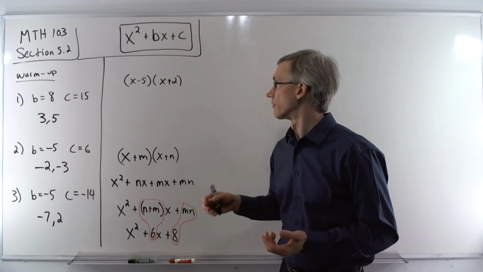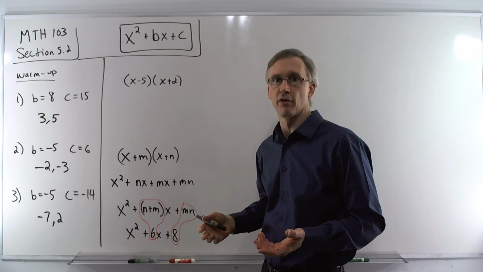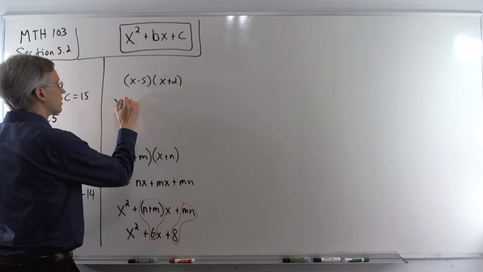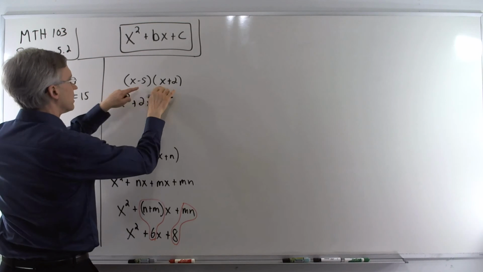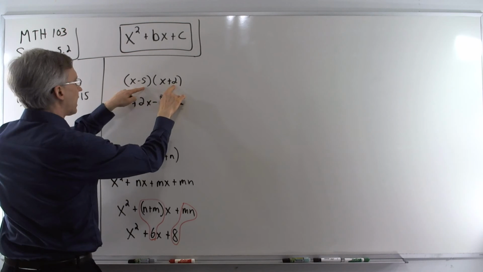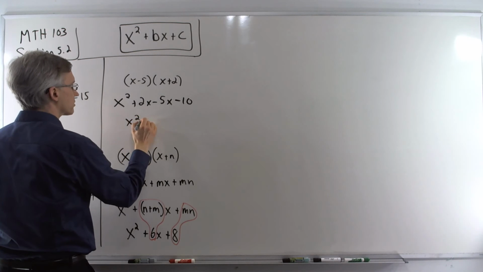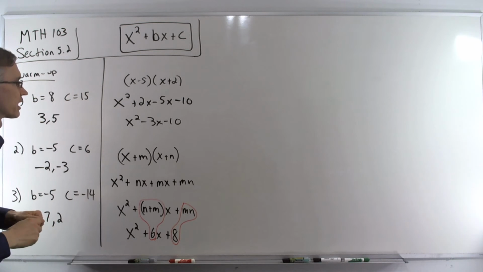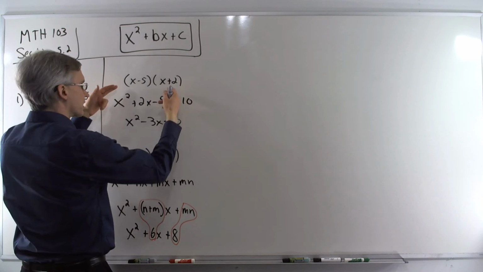Now we've seen foiling before. If we have two binomials like this multiplied together, we're going to use the FOIL method. So first times first is x squared, outsides 2x, insides -5x, and last -10. And then we can combine like terms into x squared minus 3x minus 10. So this is what happens when we multiply two binomials together.